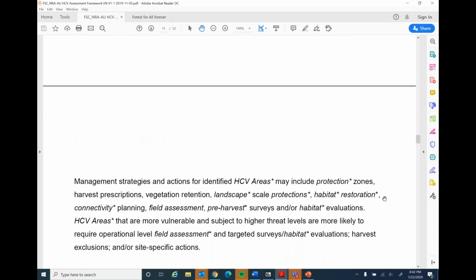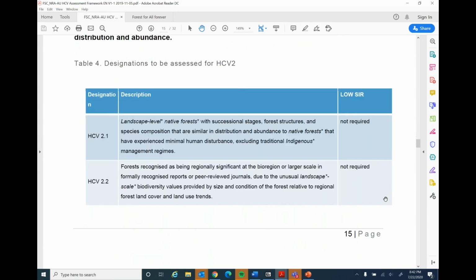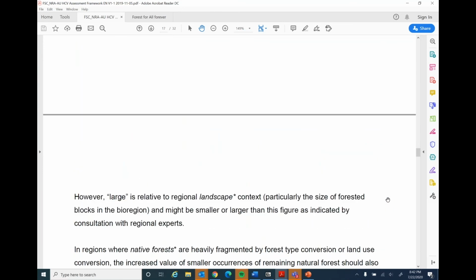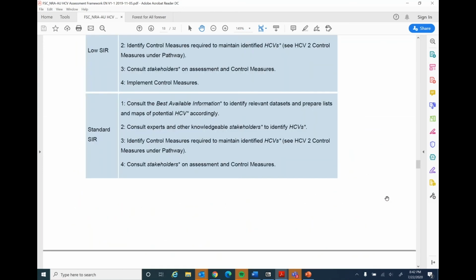Brilliant. And just in the interest of time, it looks like we're running a bit short. We'll try and get through the rest of this document relatively quickly.